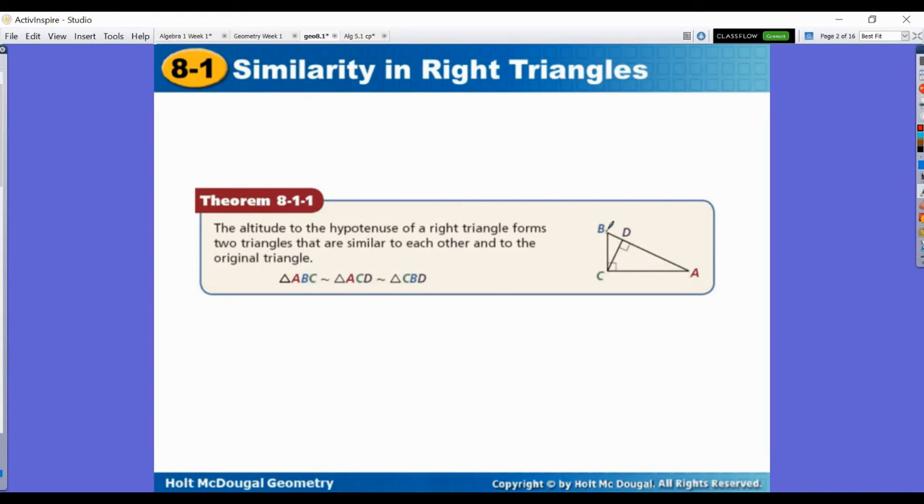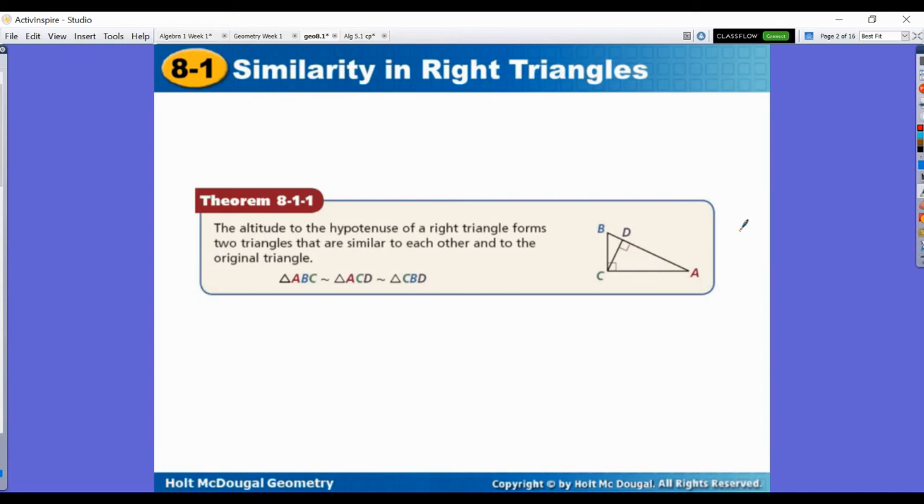If you have a right triangle, so this large right triangle here, and if you have an altitude on that right triangle, so what an altitude is, just to review, it is a line that originates from one of the angles of a triangle. It goes to the opposite side, and it becomes perpendicular to that opposite side. So it forms another 90-degree angle.